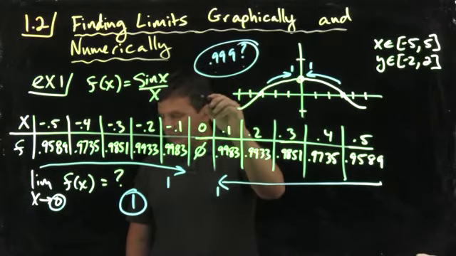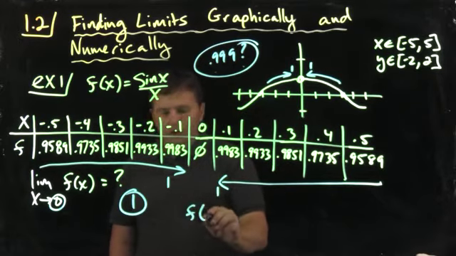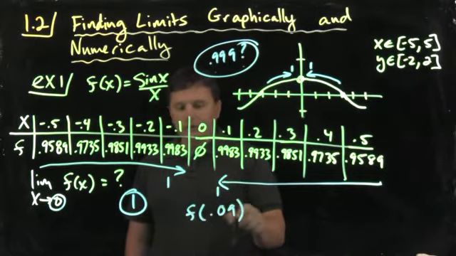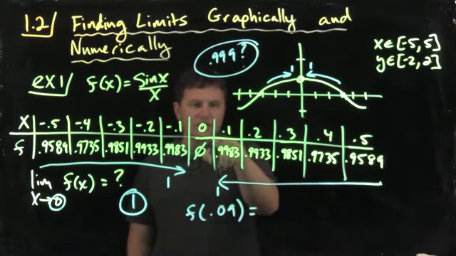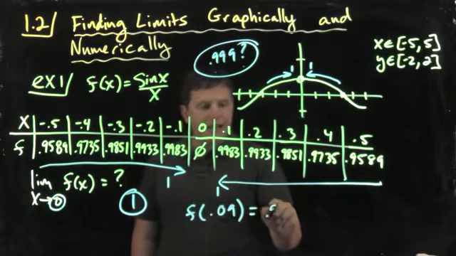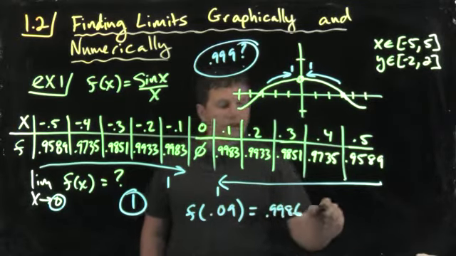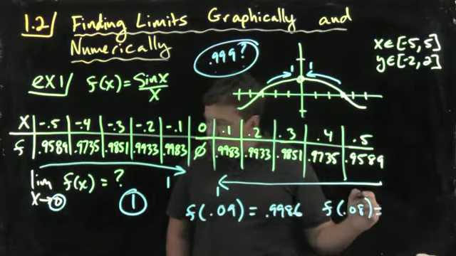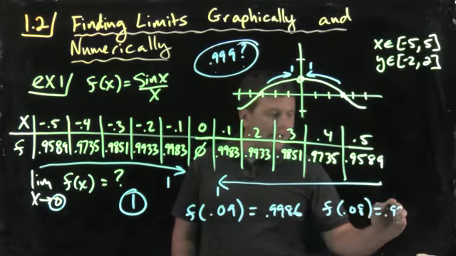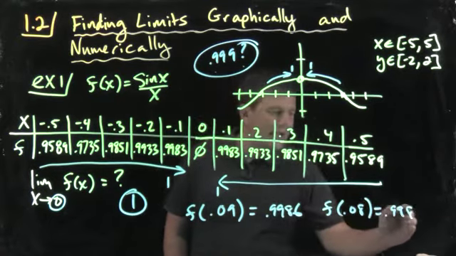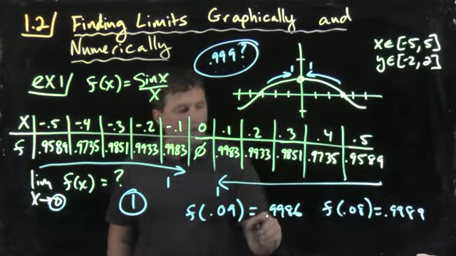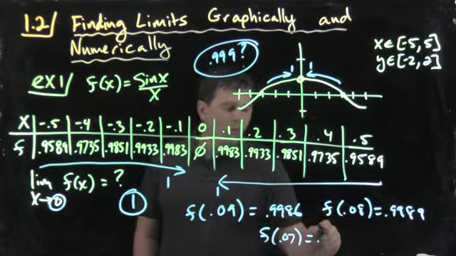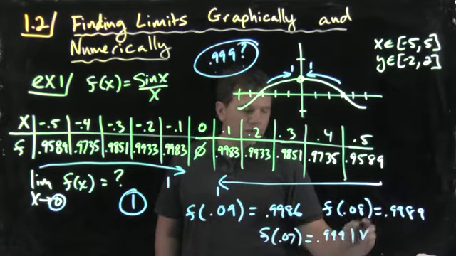I think I tried with something like f of 0.09, right? So I'm basically just looking just to the left of this. And that gave me 0.9986, not quite there. So f of 0.08 gives us 0.9989, very, very close to this, but not quite there. And of course, I go 0.07, and we get 0.9991. So yes, we're as close.